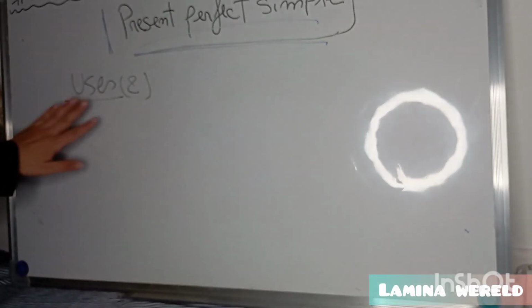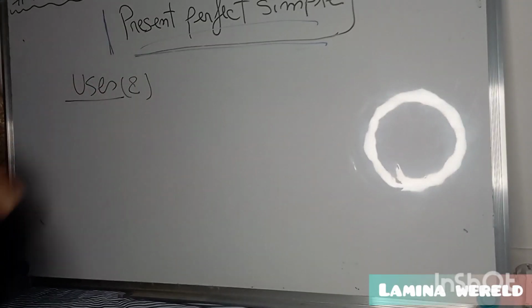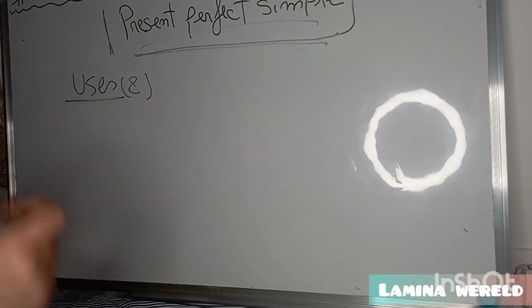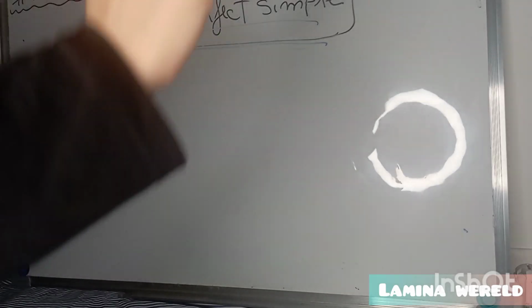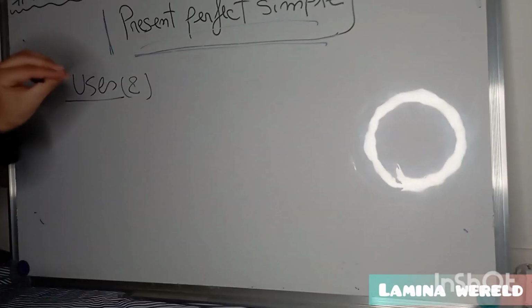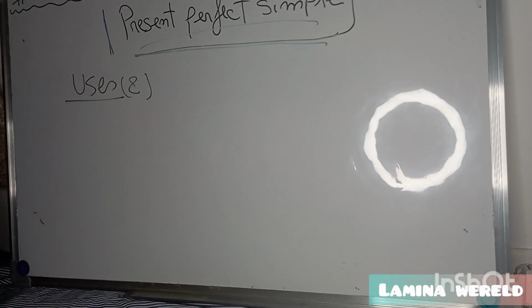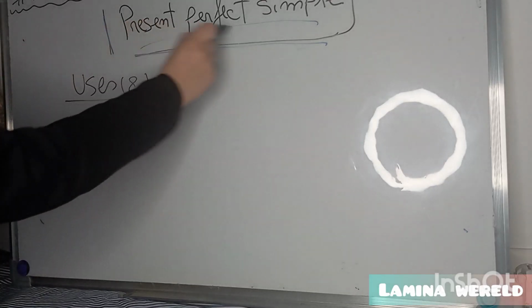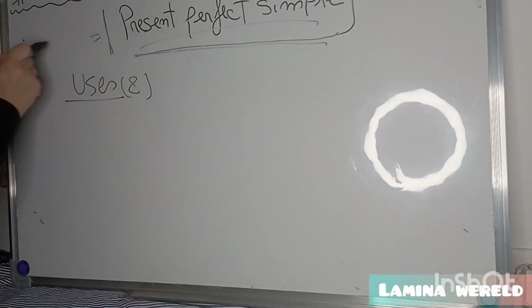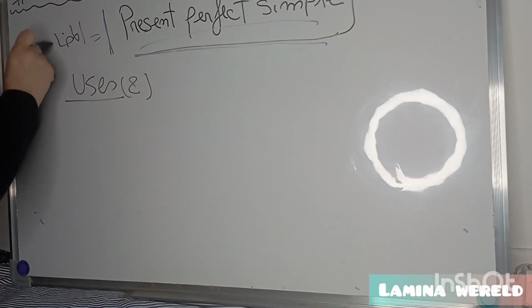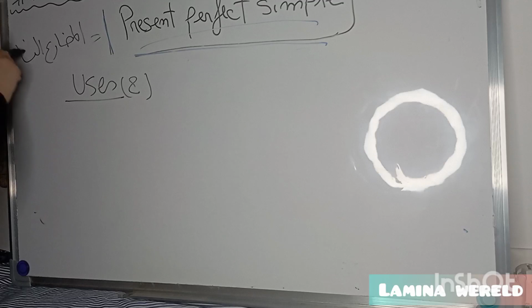But before showing you the two main uses of present perfect simple, of course there are other uses, but these are the main uses of present perfect simple. But before that, I just want to explain what is present perfect simple in Arabic. So it is a مضارع التام.